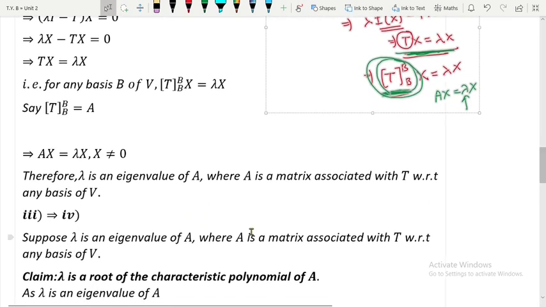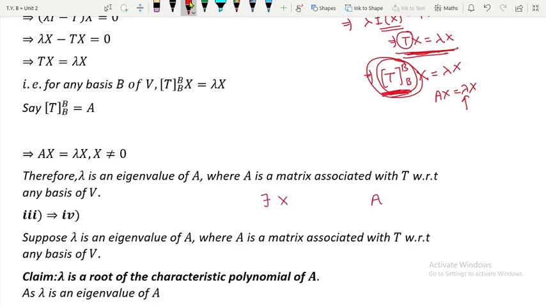So as lambda is an eigenvalue of A, what will happen? There will exist some x non-zero belonging to R raised to n, by definition only, such that Ax will be equal to lambda x. So what will it imply? This will give us Ax is equal to lambda I x, where I is the identity matrix, right? I have just introduced that I. This will imply Ax minus lambda I x will be equal to 0.